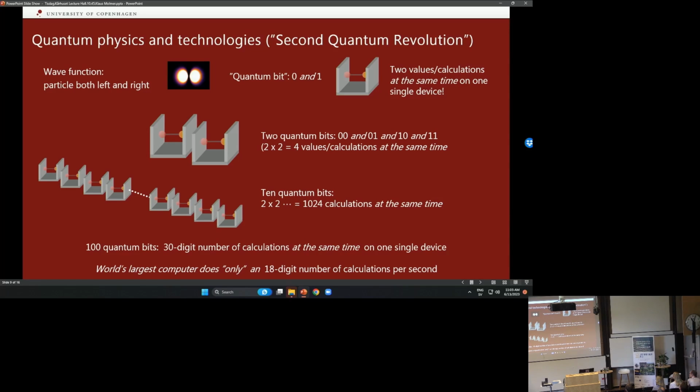So if you have 100 bits, okay, that's not a lot. I mean, you have 1 billion in the chip in your smartphone. Here I have 100 bits. Let's say that I can do 1 calculation per second on these very slow and very few bits. That gives me a 30-digit number of calculations per second. And the world's largest supercomputer in Tennessee in America does an 18-digit number of calculations per second. So 100 bits, 1 operation per second, is actually 10,000 billion times faster than the world's largest classical computer.